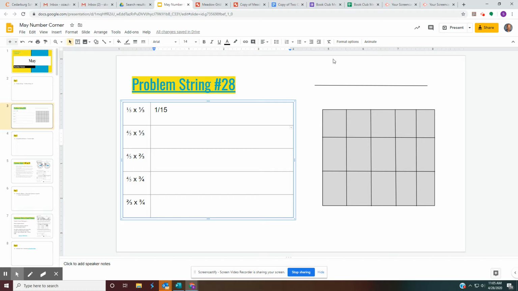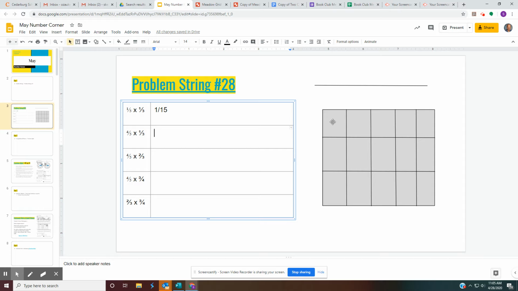All right, very simple, right? I would shade in 4/5, so I'm shading in 1, 2, 3, 4 pieces. I'm not shading in this piece here. I'm only being asked to shade in 4/5, and then I'm asked to shade 1/3.